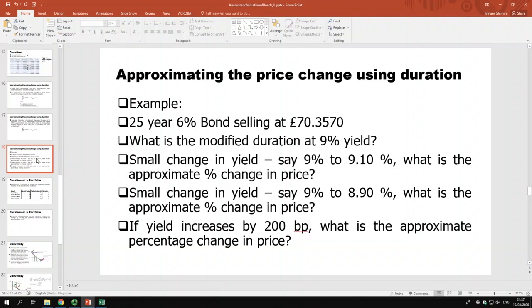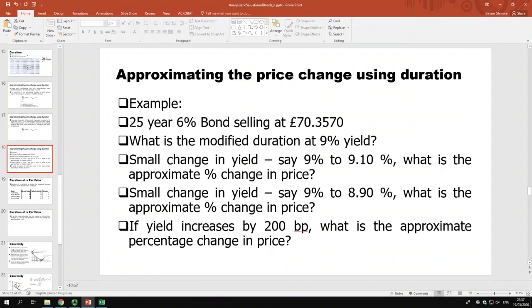The basis point changes remain small, generally speaking. Therefore, the modified duration concept works really well. But when there is a big change in the yield, then the modified duration is not the appropriate solution. Therefore, we need to look for other measures such as convexity. So now we want to appreciate these facts.